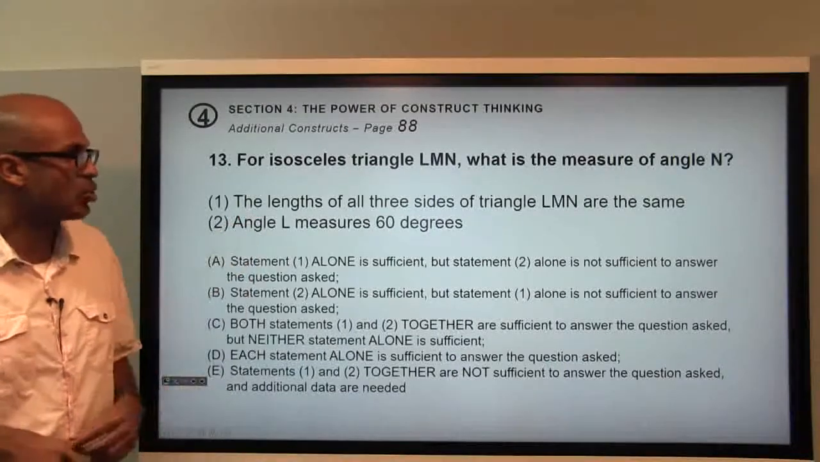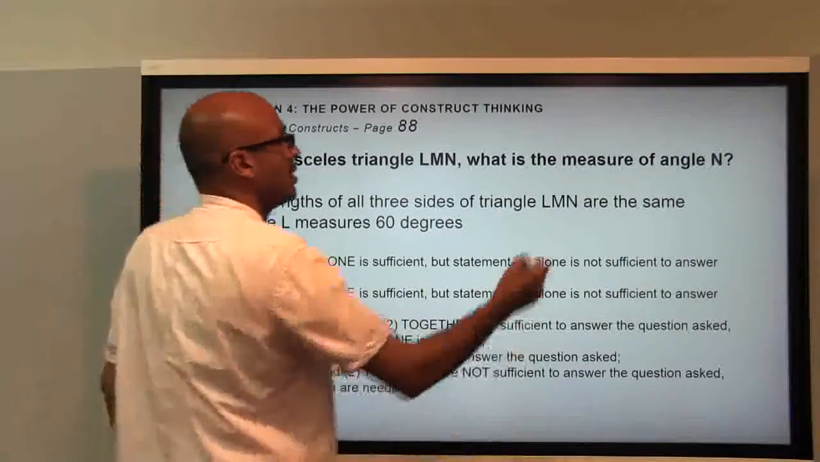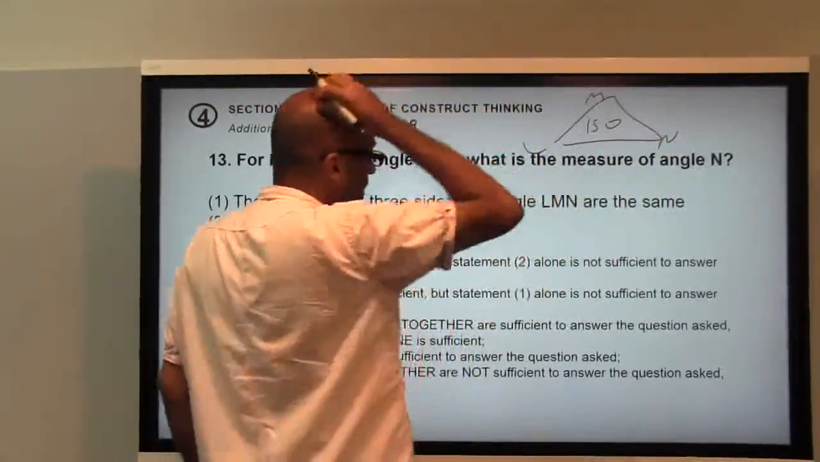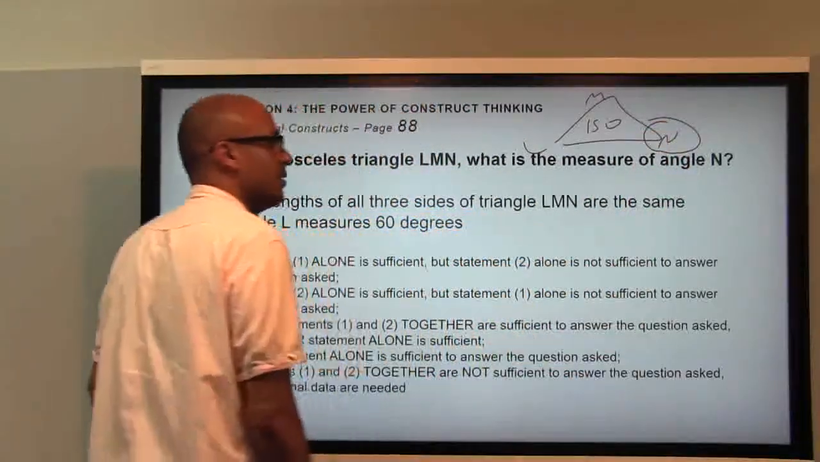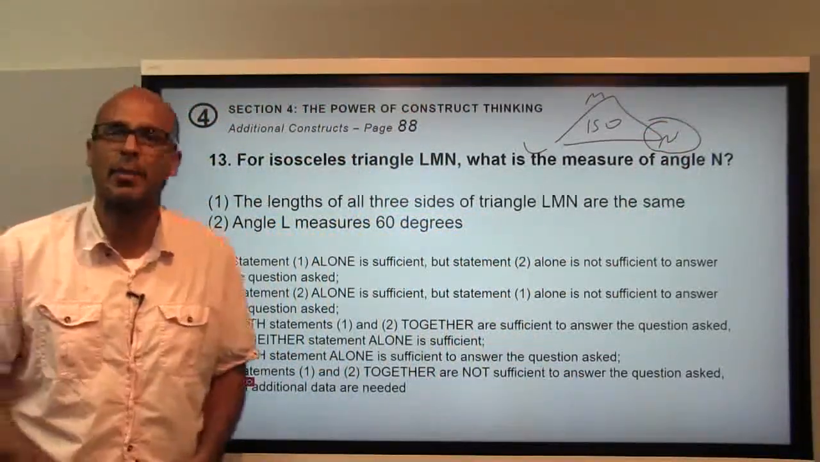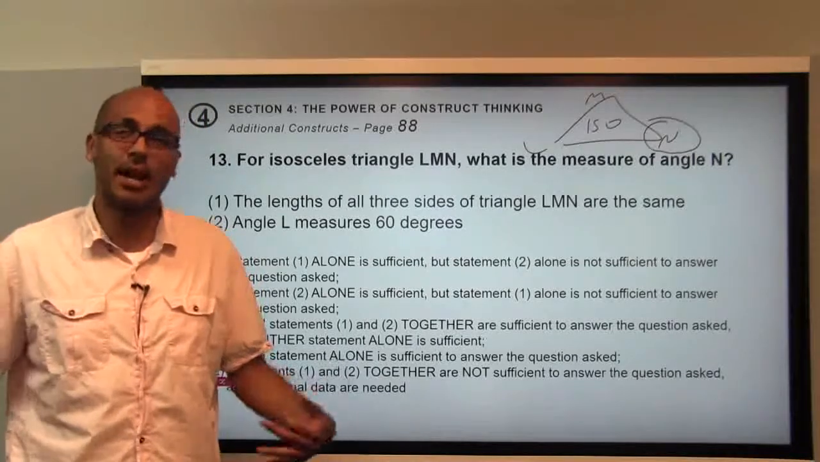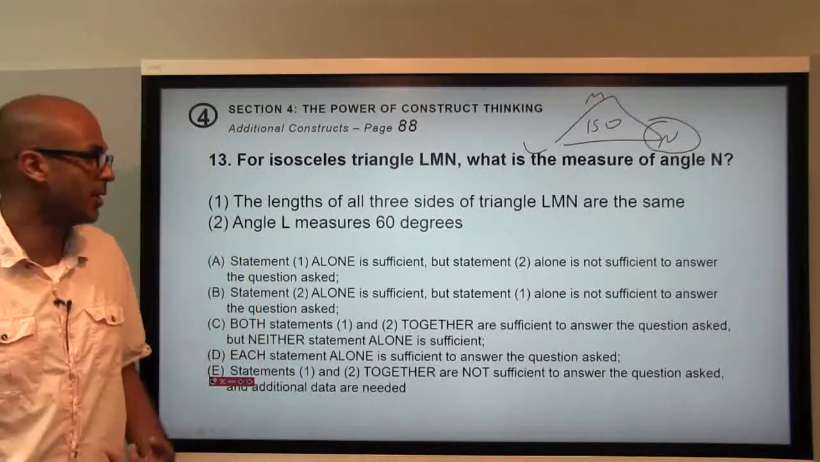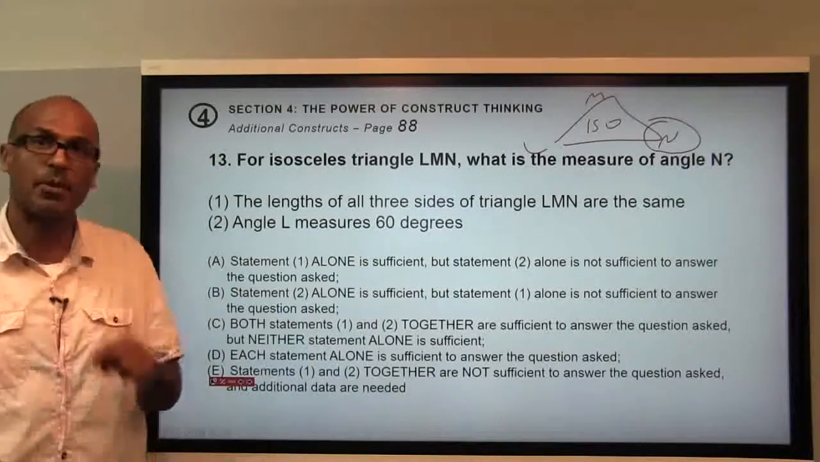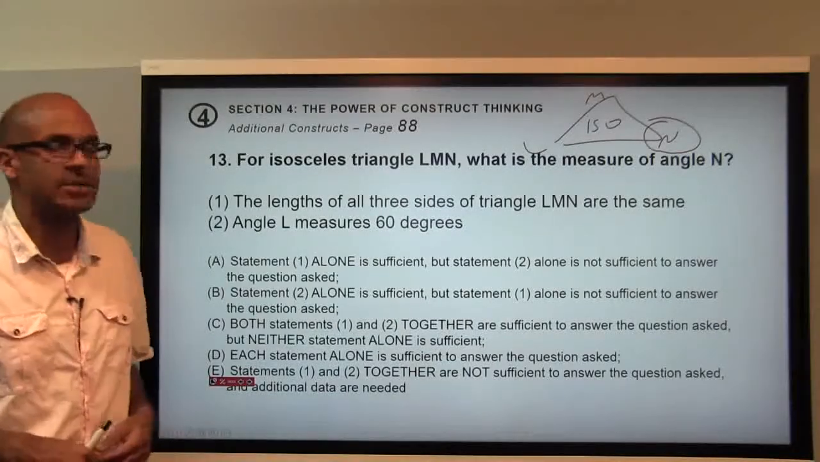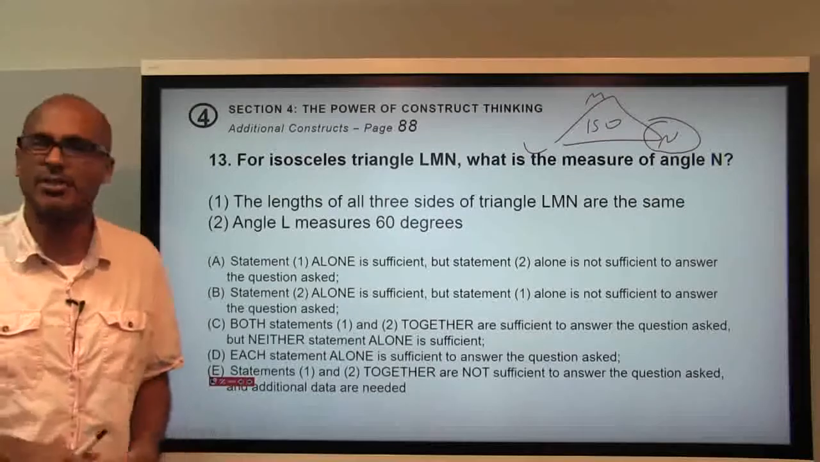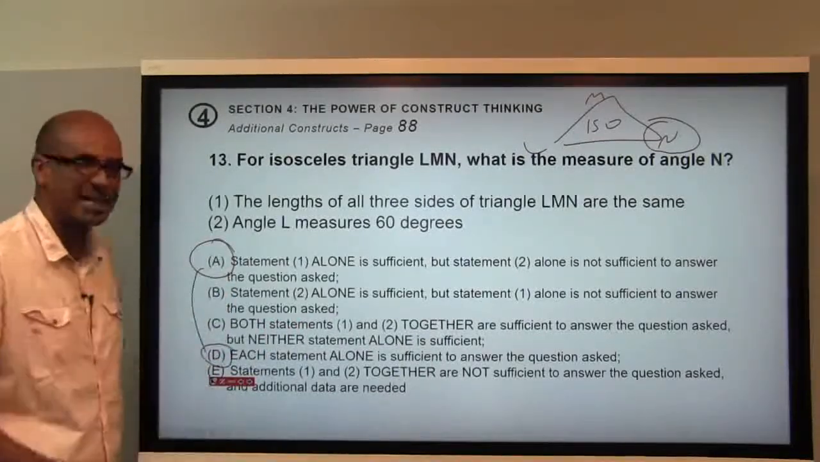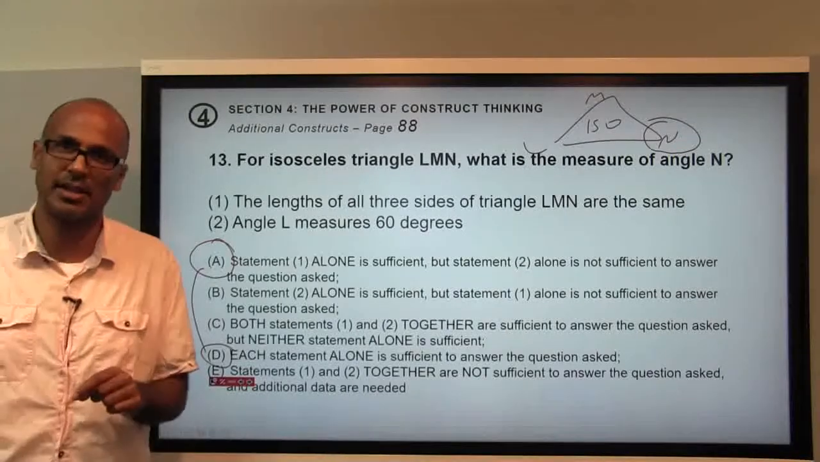It says, for isosceles triangle LMN, what is the measure of angle N? Now this is a bit of a more complex geometry question, so I just want to set it up. Come back and revisit this next week after you do the skill builder. Look at what statement 1 says. It says the lengths of all 3 sides are the same. If all sides are the same, you know it's equilateral, you know all the angles, super sufficient, A or D. Pretty easy to get to within seconds.